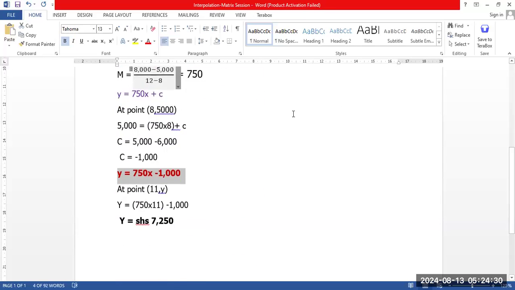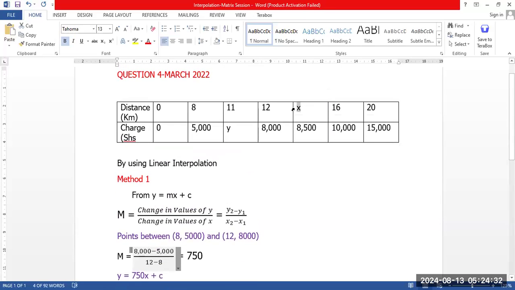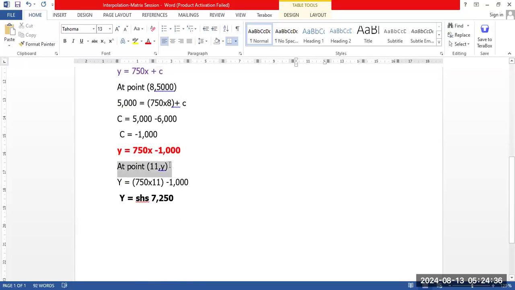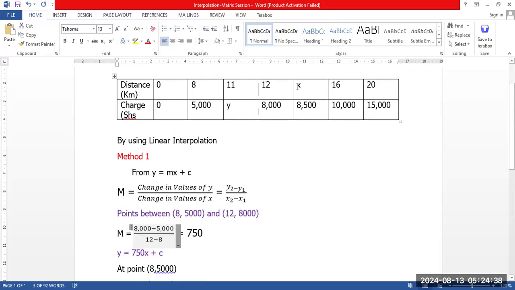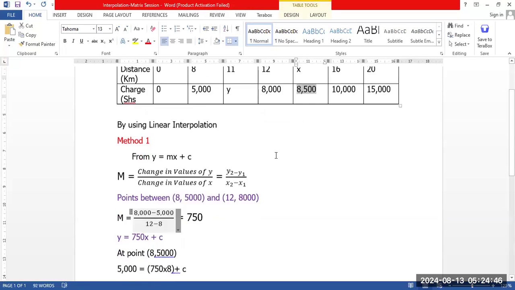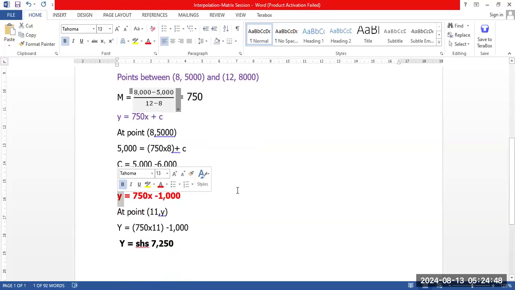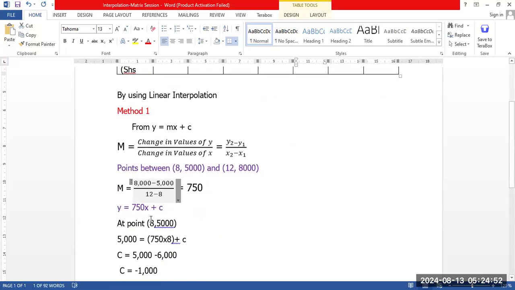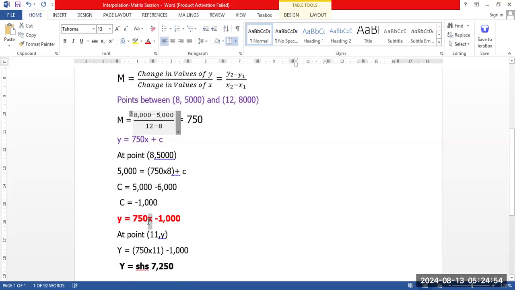It means that if you need the value of X here, you will put at point X and 8,500. You can get the value of X because this will be your Y. Where you have Y here, put this figure. Then look for the value of X.